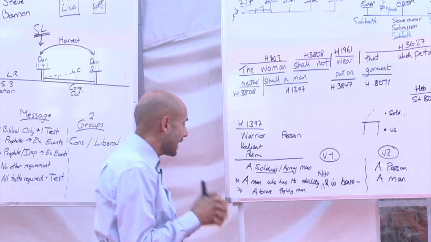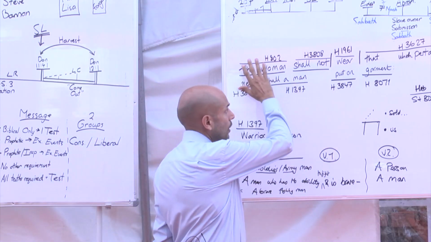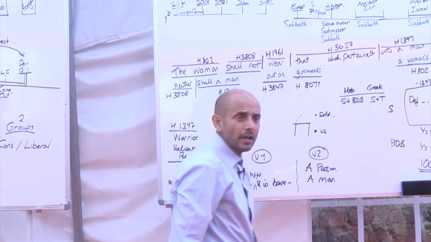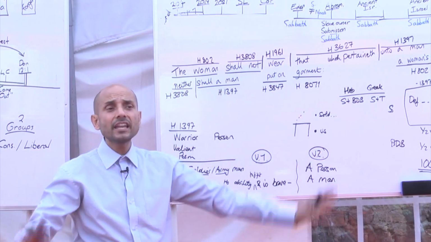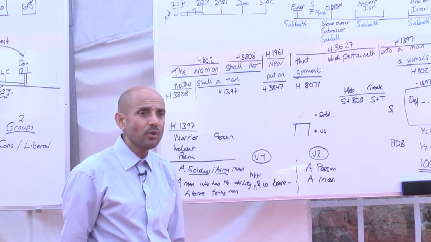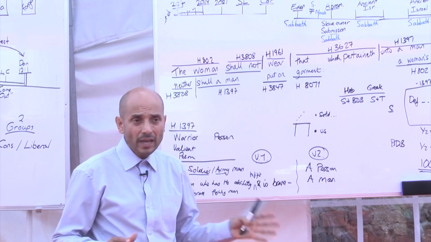So let's summarize again. We're saying we understand the English. The English is not the original. Now we understand the English, and in the English, it all makes sense. Men don't wear women's clothes and women don't wear men's clothes. Finished. That's what Ellen White's going to do.